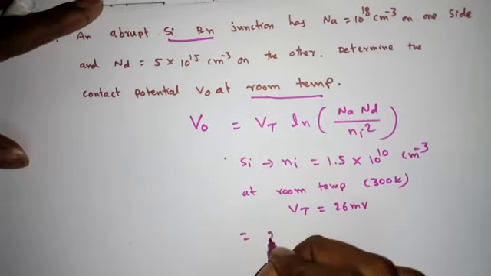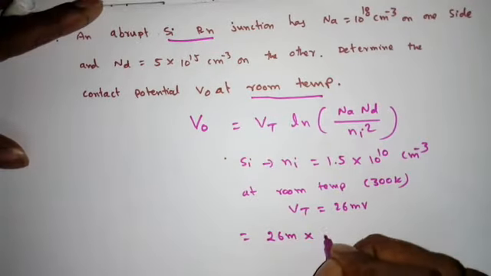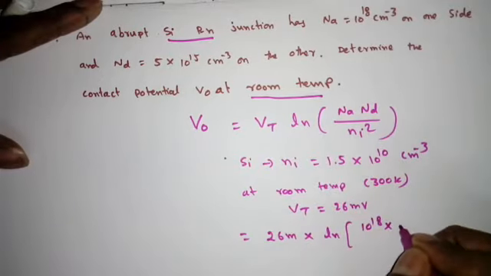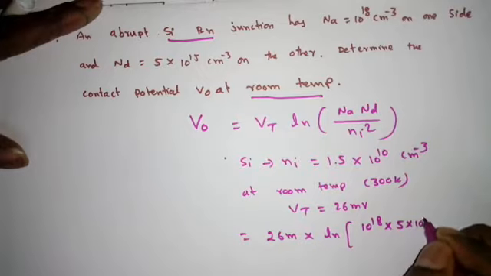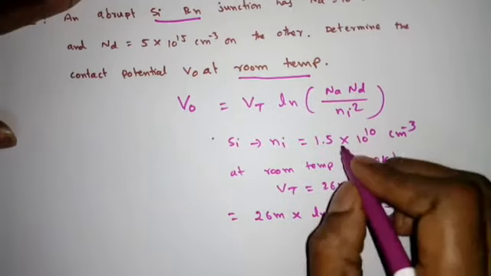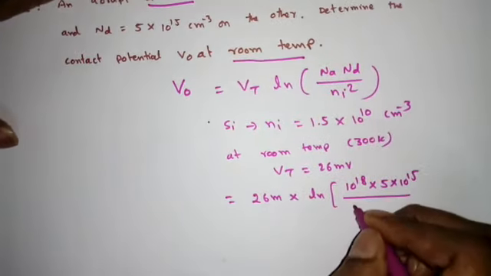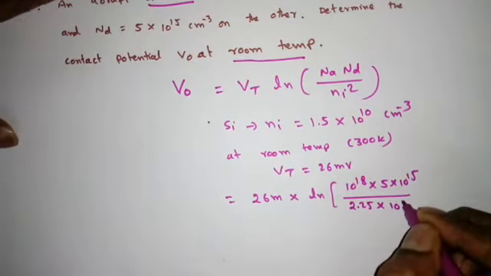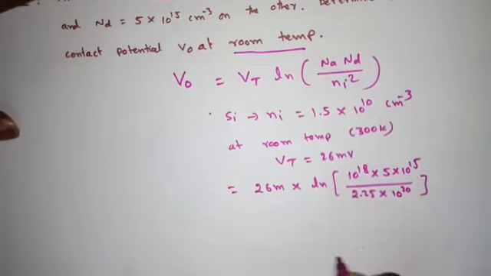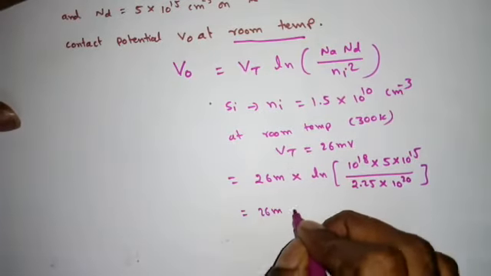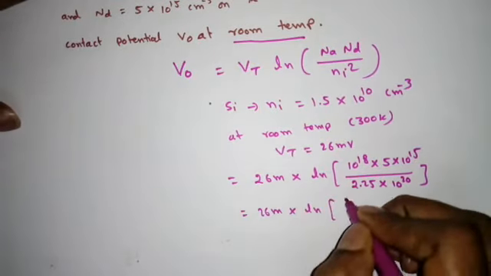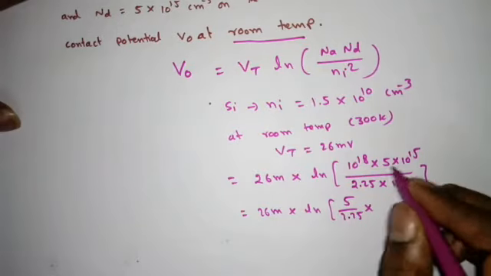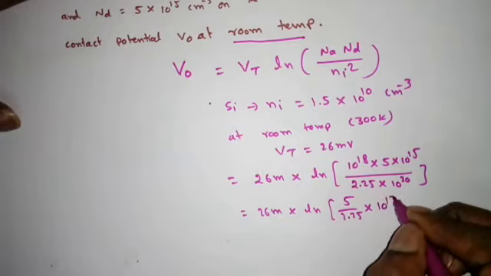Now simple, so 26 milli into ln of Na 10 to the power 18 into Nd 5 into 10 to the power 15 by 1.5 into 10 to the power 10 whole square. So 1.5 square means 2.25 into 10 to the power 10 square means 20. So this will become 26 milli ln of 5 by 2.25 into, this is 10 to the power 33 by 20 means 10 to the power 13.